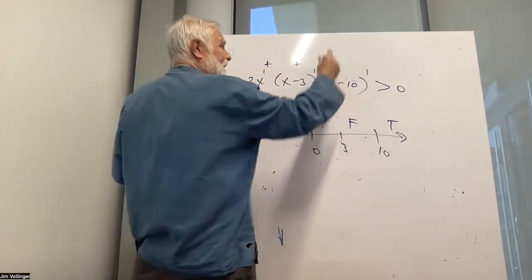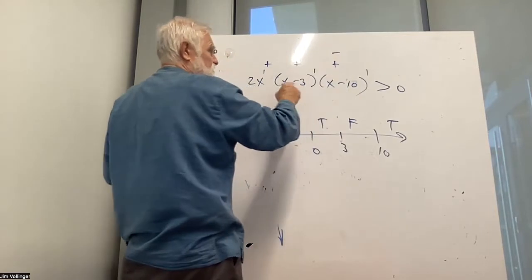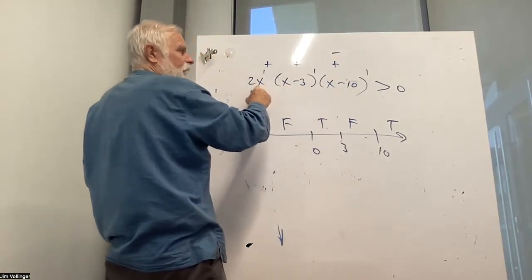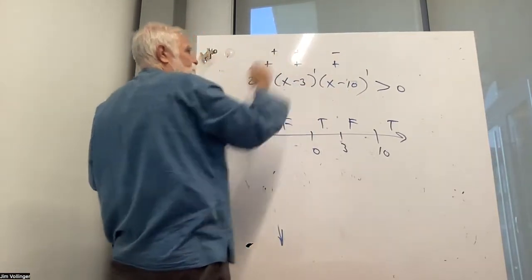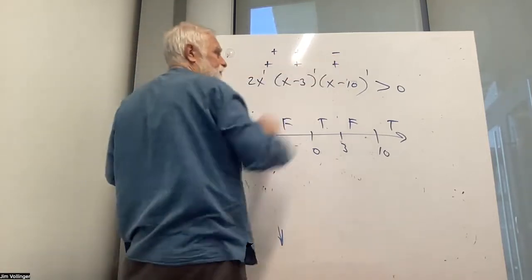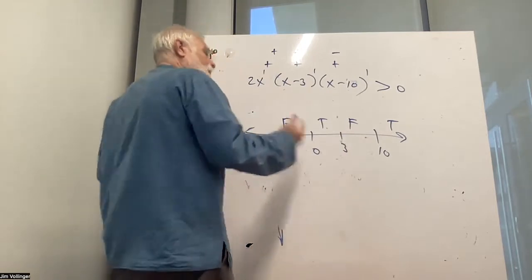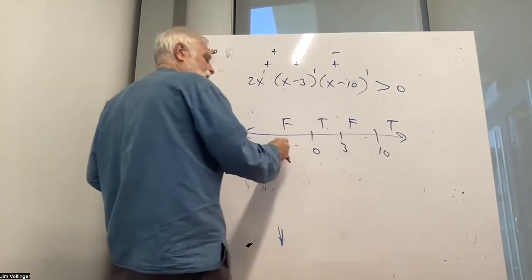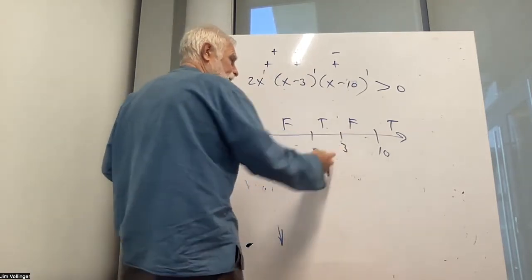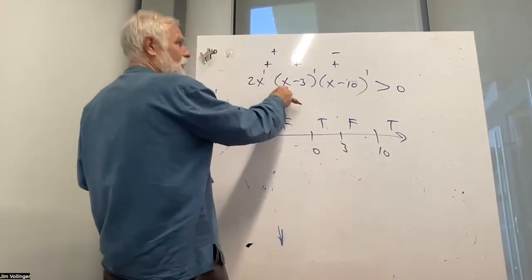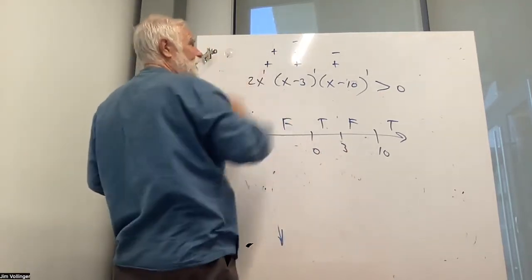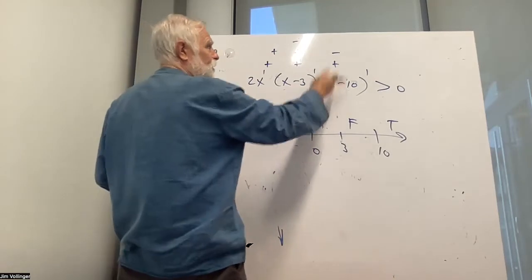When I pick 9, I get a sign change. 10 or 9 doesn't matter here. 10 or 9 doesn't matter here. It doesn't affect those parentheses. But now the product is negative, and a negative product is false. It's not bigger than 0. But we're going to get another sign change when I pick a number between 0 and 3. Let's pick 2. When I put a 2 there, that changes. When I put a 2 here, that's still negative.